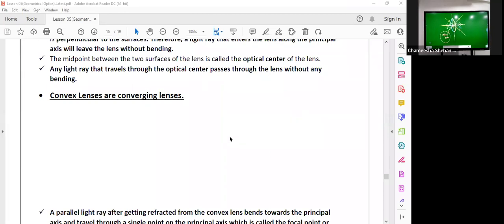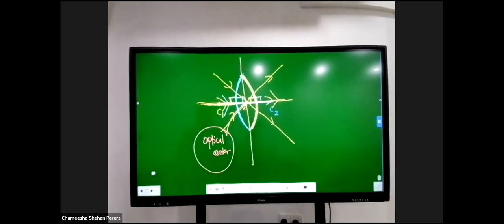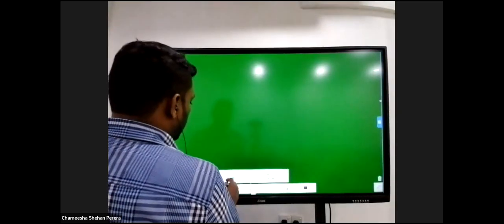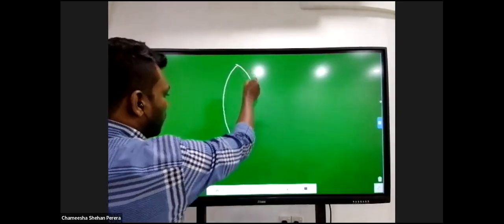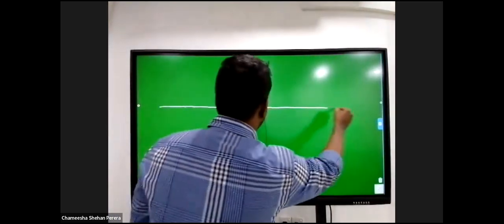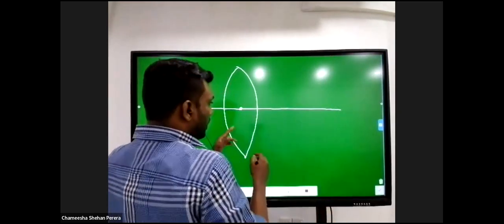Convex lenses are converging lenses. So for this, you have to draw a diagram like this. Keep it in your mind. This is very simple. These should not be difficult for you, because it's grade 7. But we have to follow some technical parts here. So here you have the convex lens, and this is the principal axis. This is the optical center. Keep it in your mind.